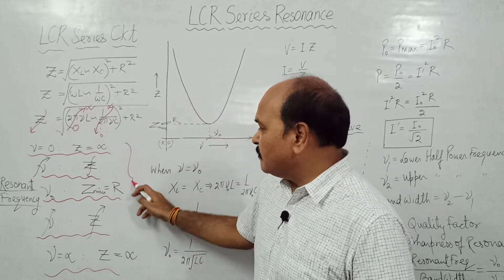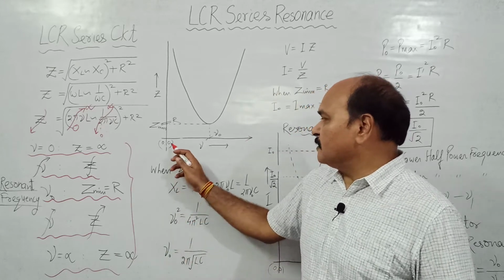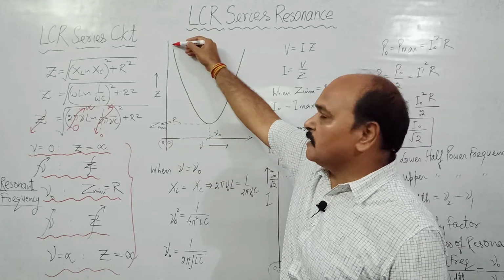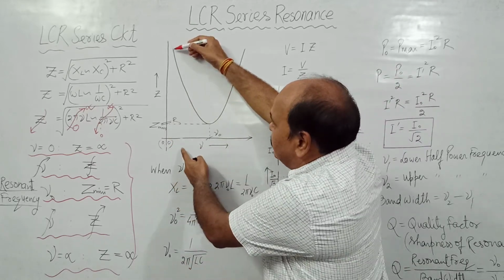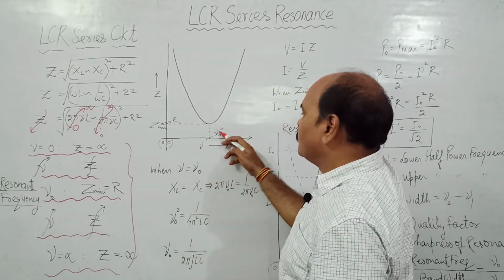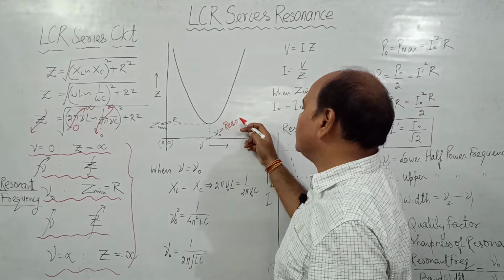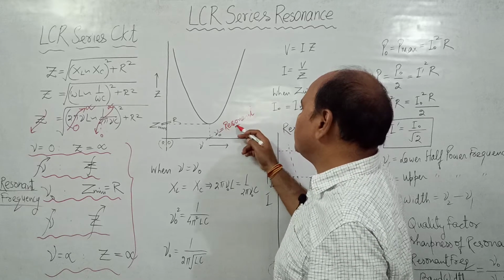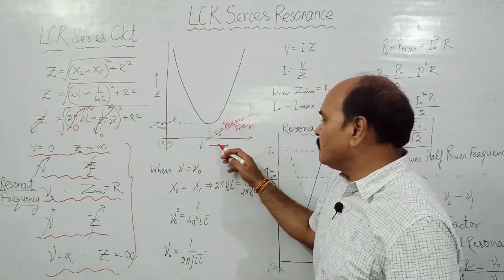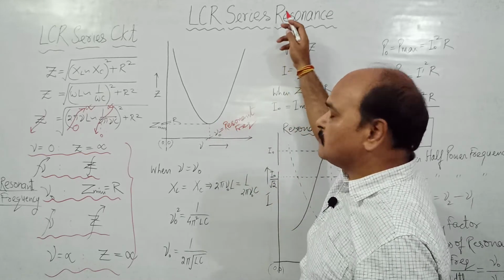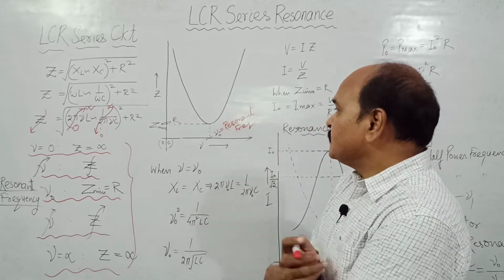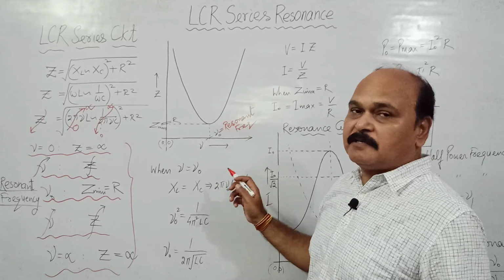If these variations are plotted graphically, what do we get? See, this is frequency, this is Z axis. When the frequency is 0, the value of Z is very high, infinite. As the value of frequency is increased, the value of Z decreases, and when frequency becomes equal to what? Nu naught. What is this nu naught? Nu naught is resonant frequency. And when frequency becomes equal to nu naught, the Z becomes minimum, and beyond that, if the frequency is further increased, the value of Z increases, and at infinite frequency, Z again rises to become infinite. So this is the graphical plot of Z against frequency.